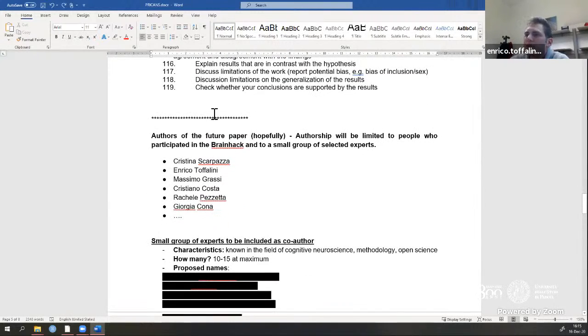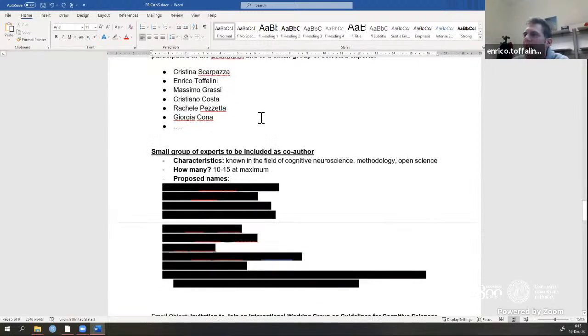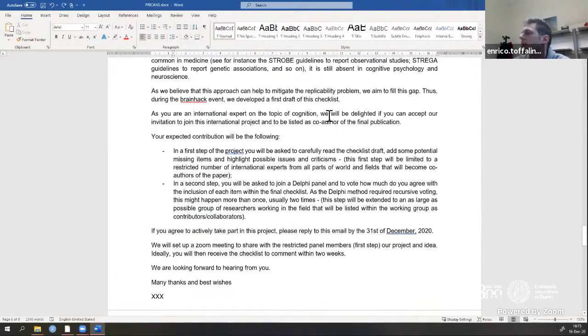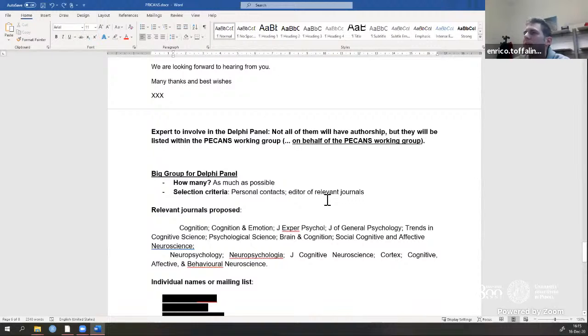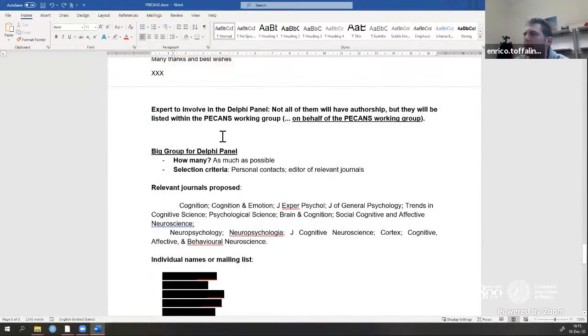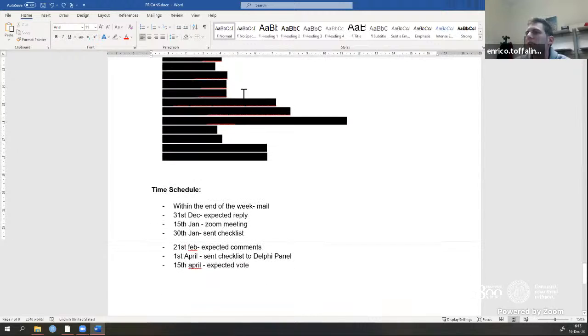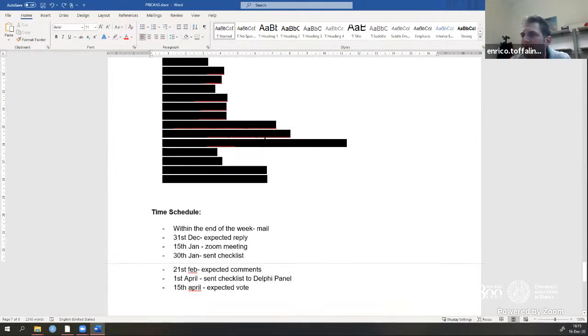Here we have the first working group, which is ourselves, but then we will try to include other experts as co-authors in this working group from the field of cognitive neuroscience, and also those who work with methodology and open science. This is the first step. We have already prepared and drafted an email for them in these 3 days. And then we have set the way forward with the Delphi method to try to involve as many experts as possible for the recursive voting of the items and the eventual selection of the final checklist. So here it is, and we also set a time schedule, which hopefully will come to an end by about springtime. Thanks, Enrico. Thank you.